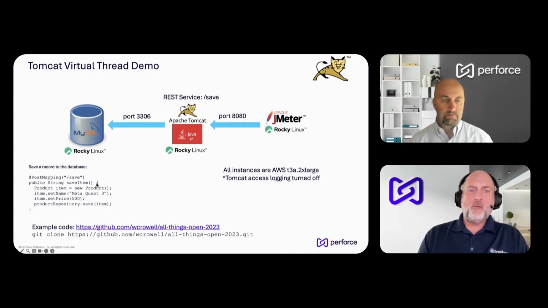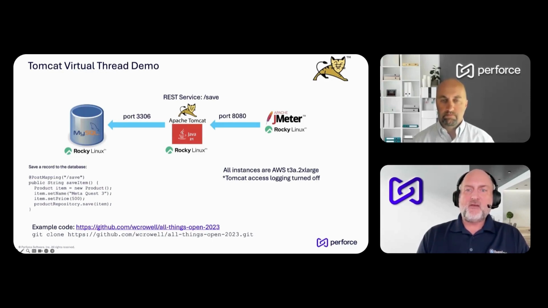So an example of the code here is that it just saves this product item into a product table in MySQL. And then on the very right-hand side, I have an AWS instance with Rocky Linux that's running my Apache JMeter script. That's basically hitting my REST service to make inserts into the database. And the example code is out there at that particular GitHub address if you want to take a look at exactly what I was doing.